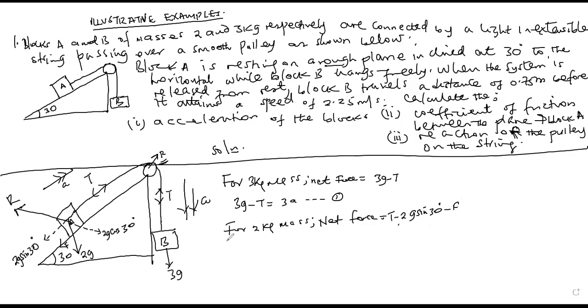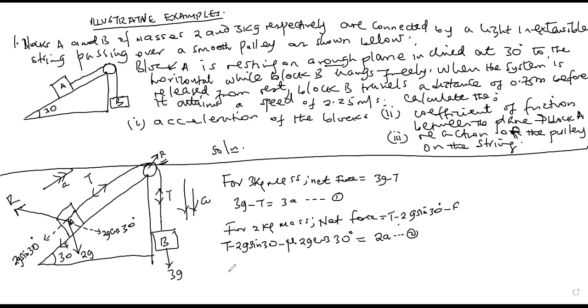Then the overall equation is going to be T minus 2g sin 30 minus F, but F is the same as mu R, and R is equal to 2g cos 30, so minus mu 2g cos 30, which is equal to the mass, which is 2, times acceleration a.